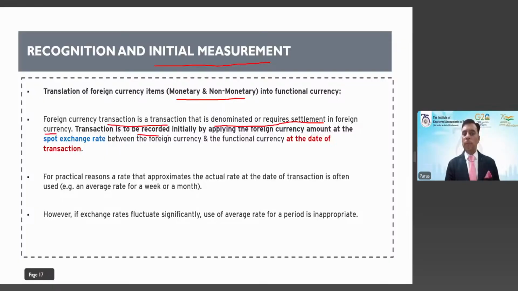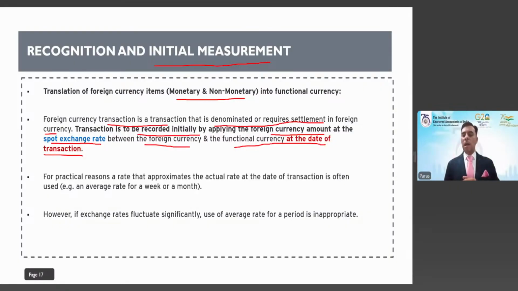A transaction is to be recorded initially by applying the foreign currency amount at the spot exchange rate between the foreign currency and the functional currency at the date of transaction.